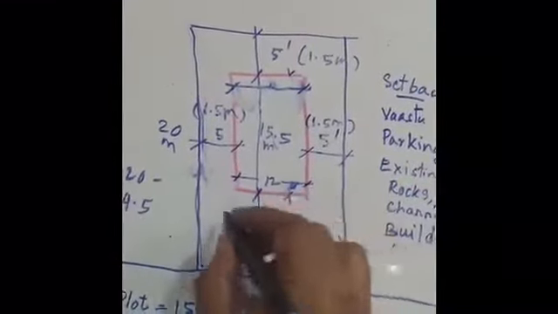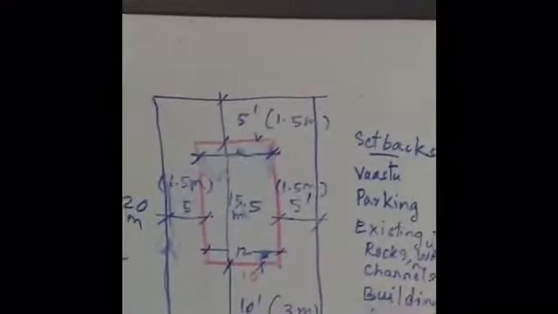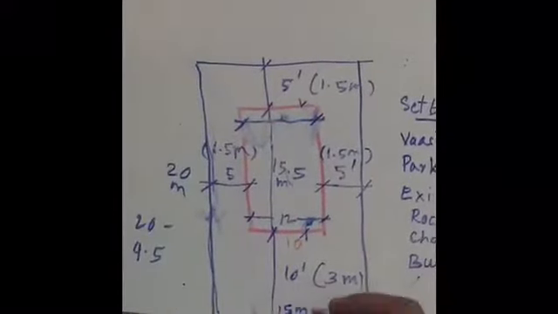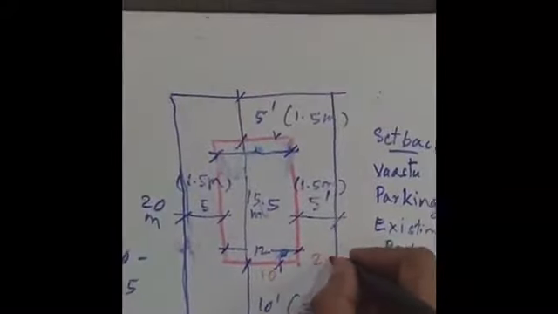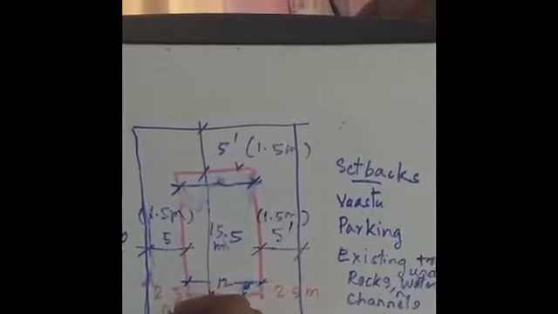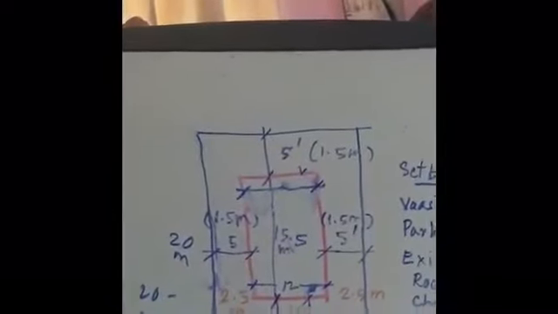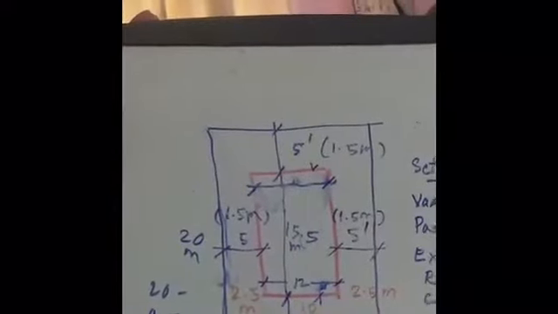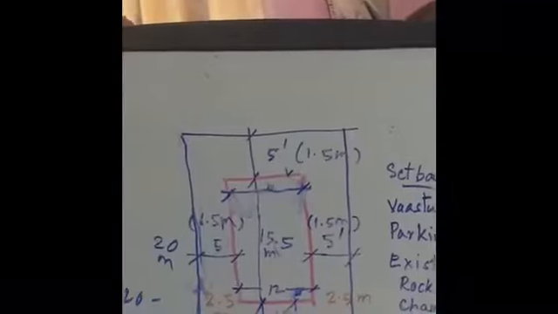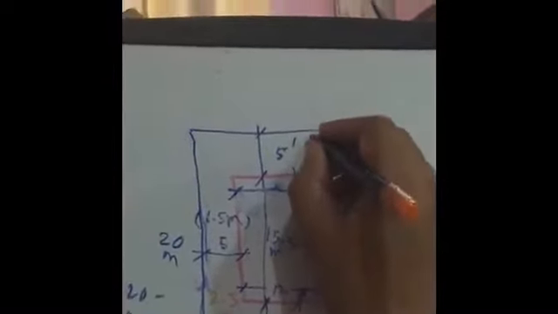If this was 10, hold on, I'll use a different. So if this is 10, we have a total of 15. So 15 minus 10 is 5. So we can say I'm going to leave 2.5 meters on this side and 2.5 meters on this side. So the total is 15 meters. Similarly, the total is 20 and we are supposed to use only 15 of it. So 20 minus 15, we have 5 meters left. So we can say the front is 3 and the rear is 2.